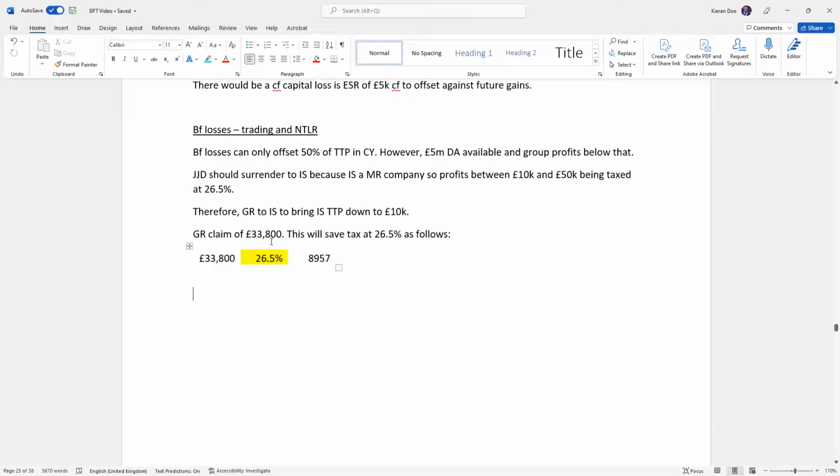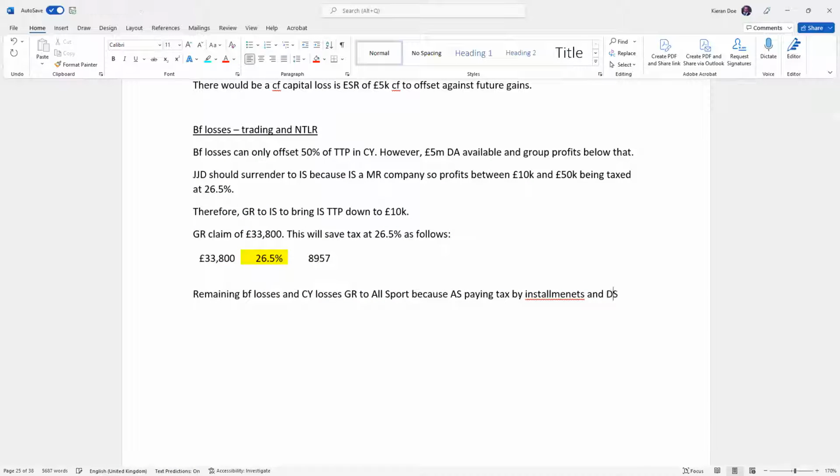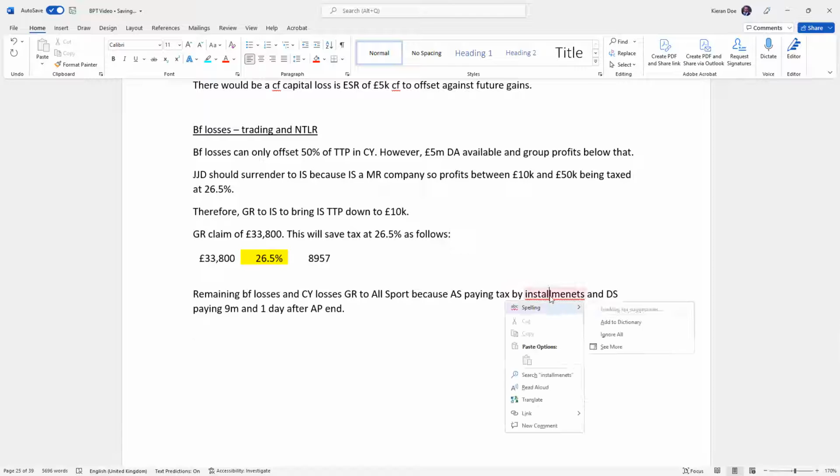So we'll briefly explain why we've offset the losses in that order. So we've already explained it with group relief to Intersport, first of all. So we'd say, remaining brought forward losses and current year losses, group relief to All Sport, because All Sport is paying tax by installments and Direct Soccer is paying 9 months and 1 day after accounting period end. So they're paying their tax earlier.